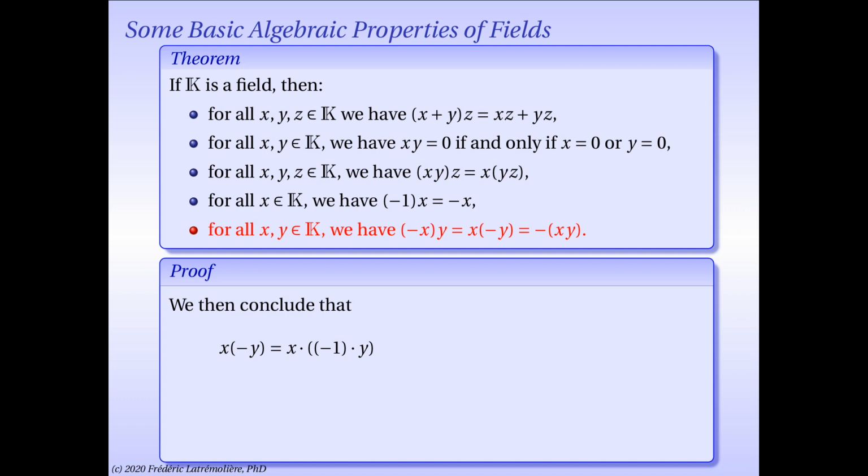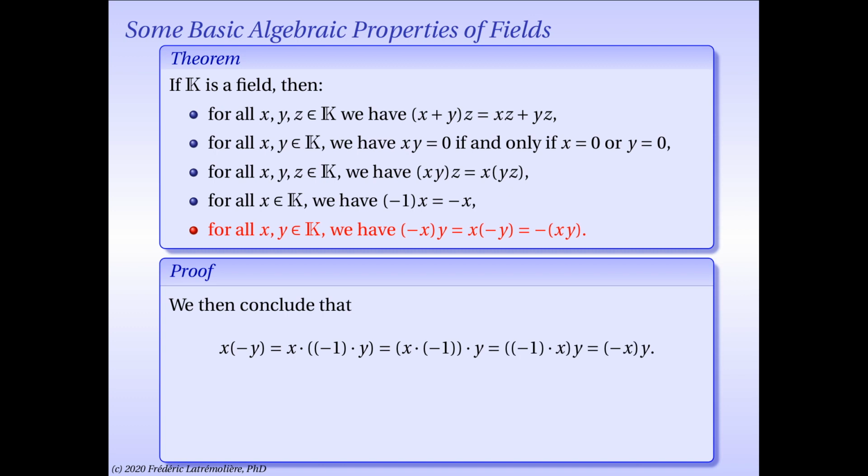Let's try the calculation. So for instance, I'm going to take an x and a y in K, and I'm going to compute x times minus y. But by the work I just did, minus y can be replaced with minus 1 times y. So we are now calculating x times minus 1 times y. I can now use associativity of the multiplication. We proved that the multiplication of K is associative everywhere. So I move my parenthesis to the left.